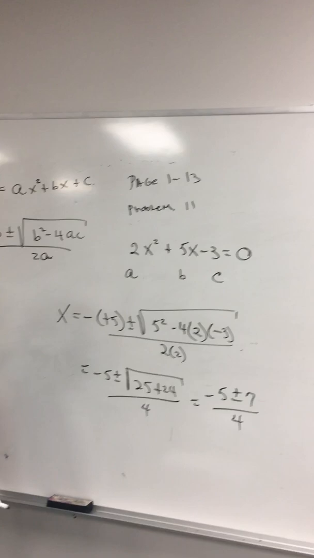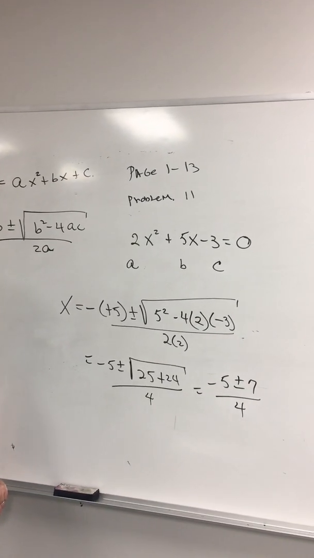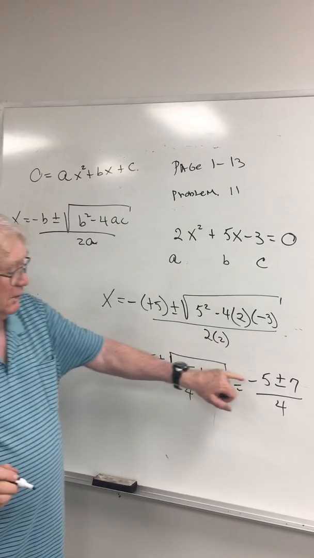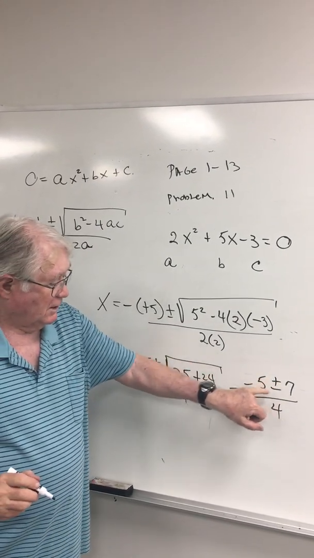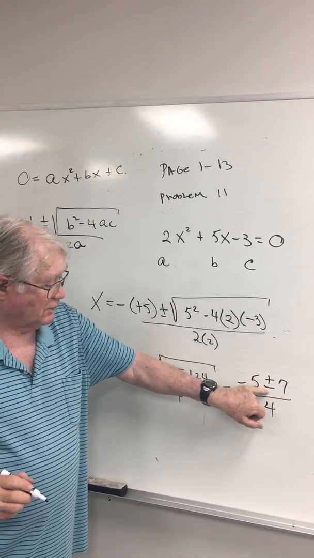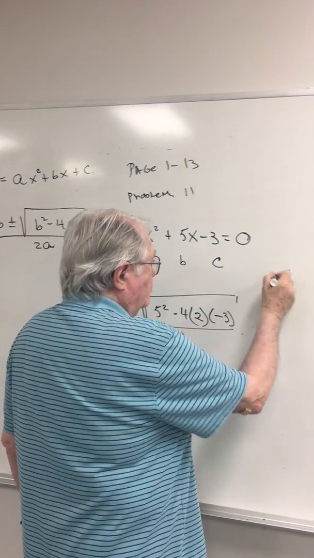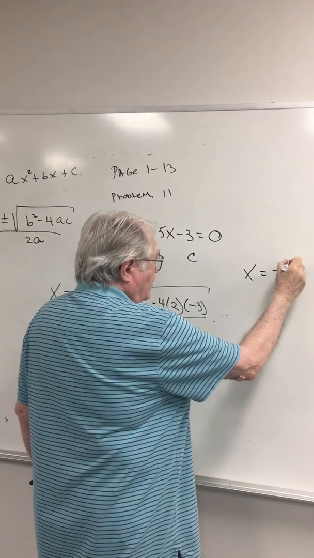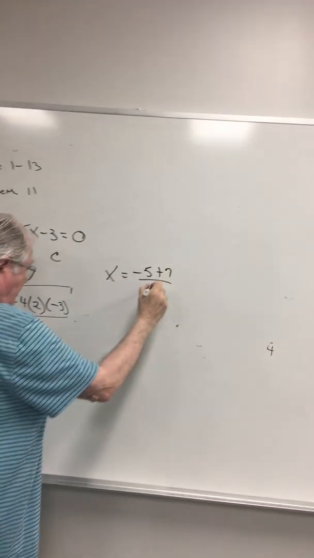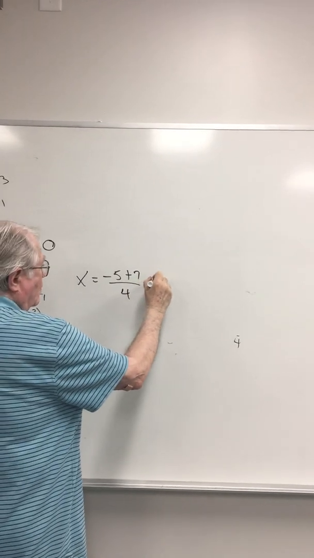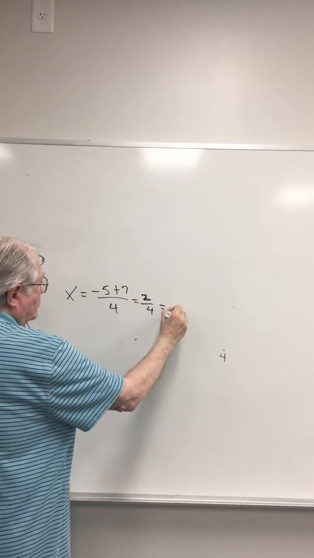Now always remember, with a quadratic equation, you always get 2 possible answers. So one possible answer would be minus 5 plus 7. The other answer would be minus 5 minus 7. And so I'm going to try the first one here. So x could be equal to minus 5 plus 7 divided by 4. That would be 2 divided by 4, and that's going to be 1/2.